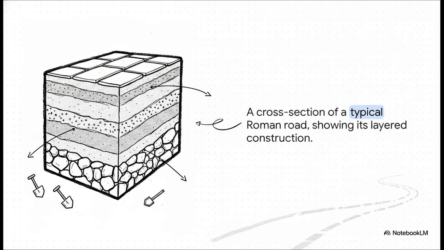I mean, just look at this. This is a cross-section of a Roman road. It wasn't just some rocks thrown on the ground. It was a seriously complex system. They would dig a deep trench, lay a foundation of huge stones, add more layers of compacted gravel and cement, and top it all off with massive paving slabs. They even sloped the surface so rain would drain off. It's no wonder some of these roads are still around today.